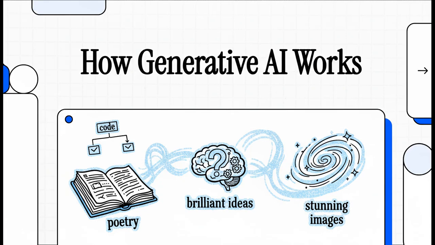You've seen it, right? Technology that seems to pull poetry, code, and just unbelievable images right out of thin air. We're talking about generative AI, of course. And yeah, it really does feel like magic. But behind the curtain, there are some truly brilliant ideas at play. In this explainer, we're going to pull that curtain back and see exactly how the trick is done.